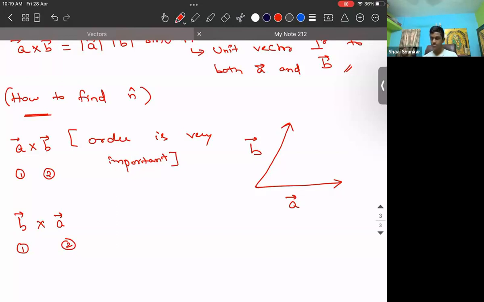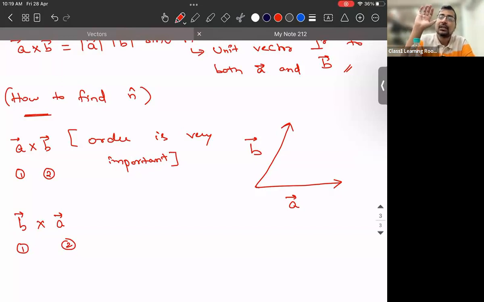Got it? See, I'll give you a simple logic. I'll show you. Whenever you forget this concept, whenever you curl the fingers of your right hand in anti-clockwise direction, it is positive. Whenever you curl the fingers of your right hand in clockwise direction, it is negative. How to remember is, do you have a water bottle beside you? Everybody? Can you take it?